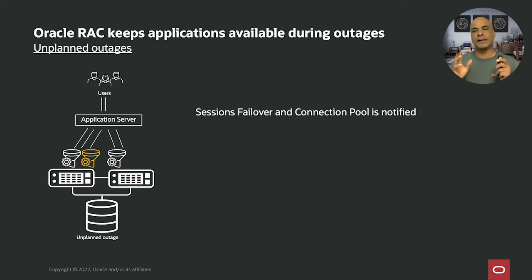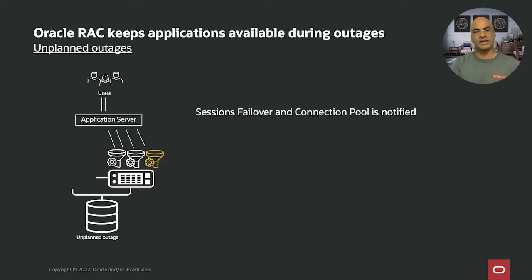Now, unplanned outages are a bit trickier because they happen all of a sudden. In this case, let's say, for example, node 1 gets evicted for whatever reason. So the whole node is gone. Boom. Automatically, what we do is make sure that the services are restarted on the other instance. Now, this is great. We also move the applications, the connections, to the other server.